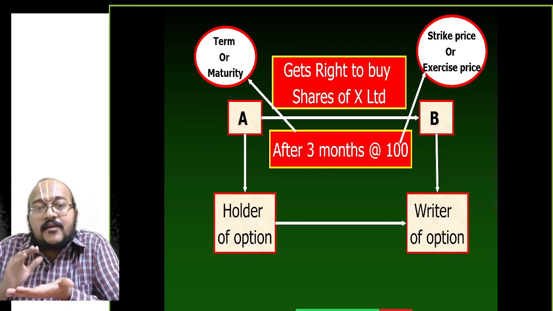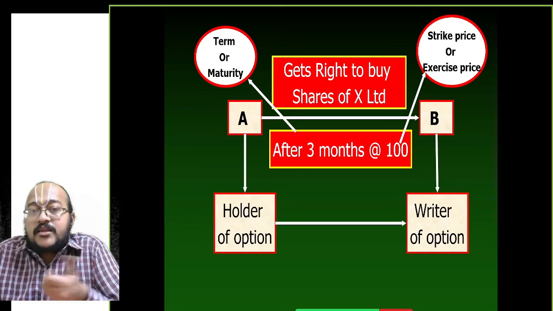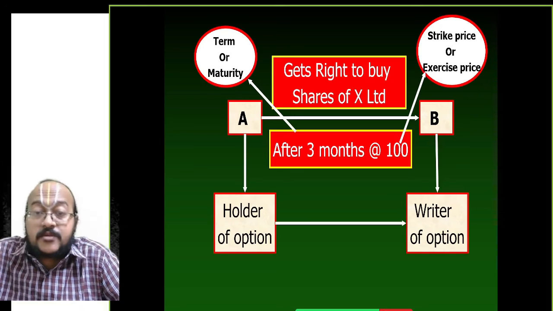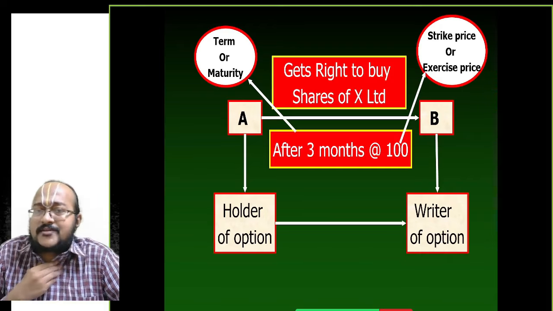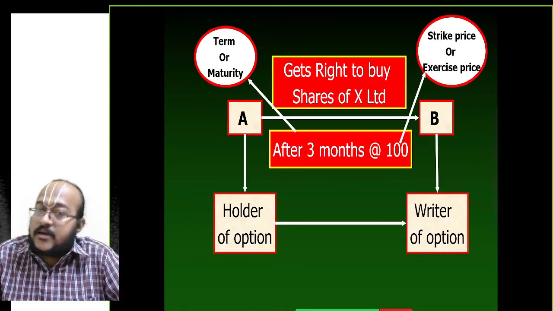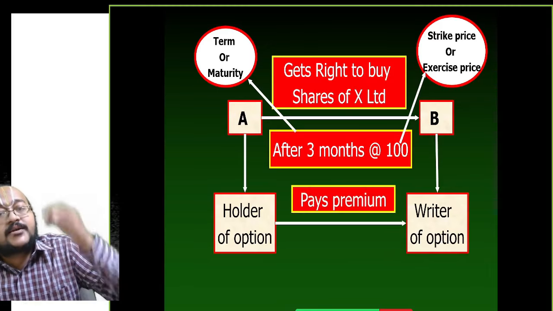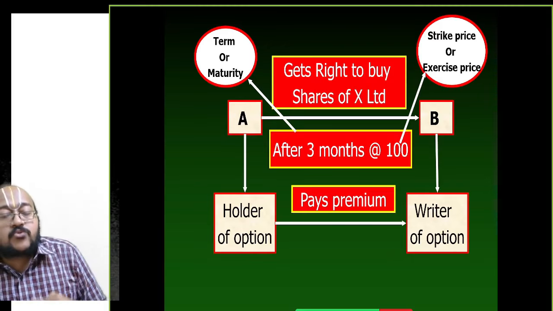He has the right to buy the shares at a lower price even when the share is trading at a high price in the spot market after 3 months. Correct? In that case, the writer is giving some benefit to you. The writer will charge you some premium. So the holder of the option will pay some premium to the seller of the option, or writer of the option, and enter into this contract.